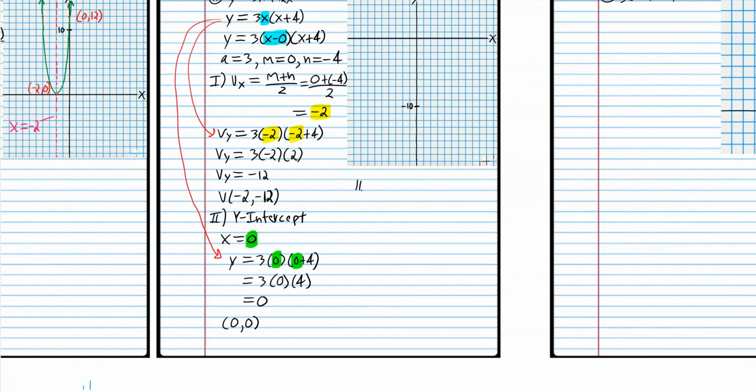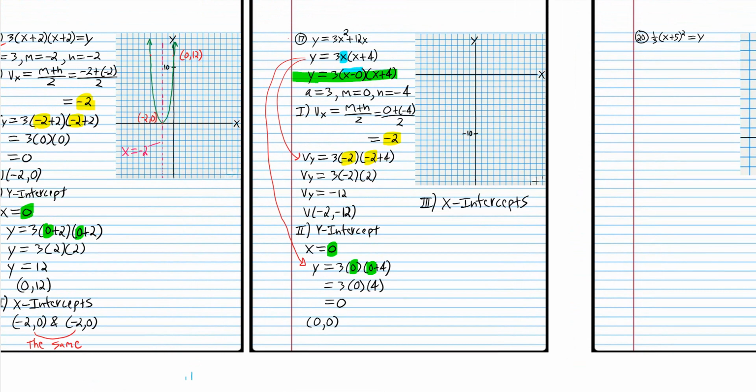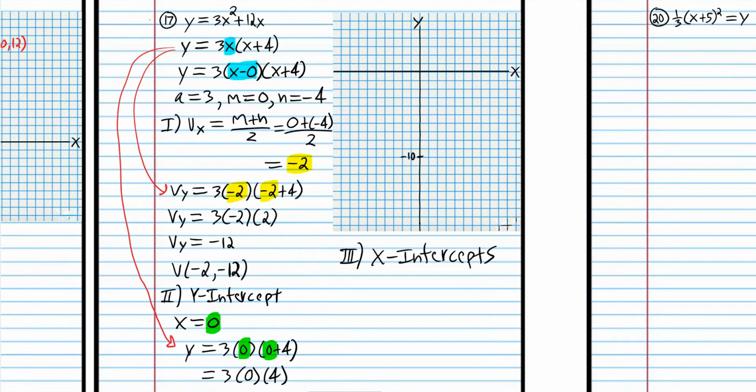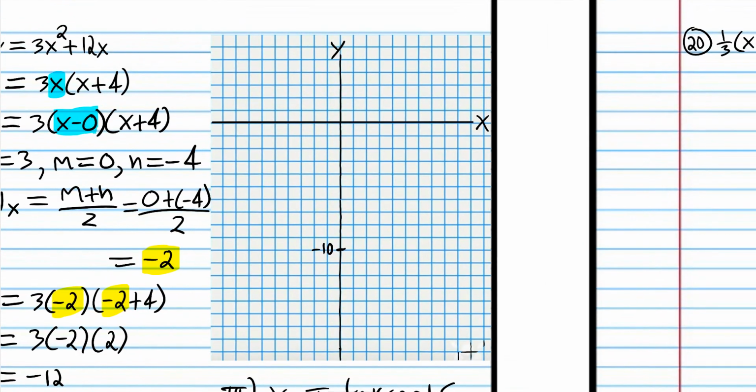Now we're going to find the x-intercepts. When you try to find the x-intercepts, you need to look to the right equation, look to intercept form. That tells us where the intercepts are. It's going to be 0 and negative 4. So 0, 0, and negative 4, 0. Let's go ahead and plot those. 0, 0, and negative 4, 0.